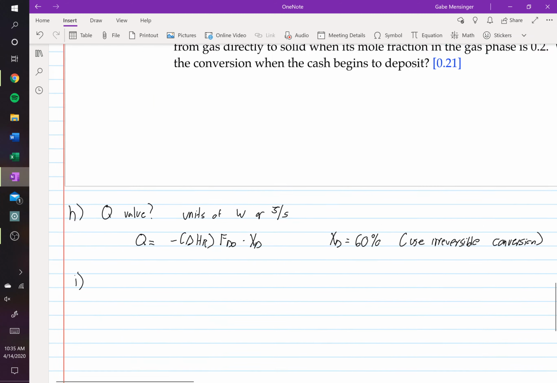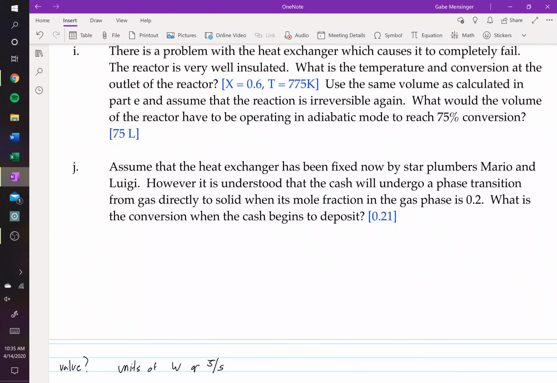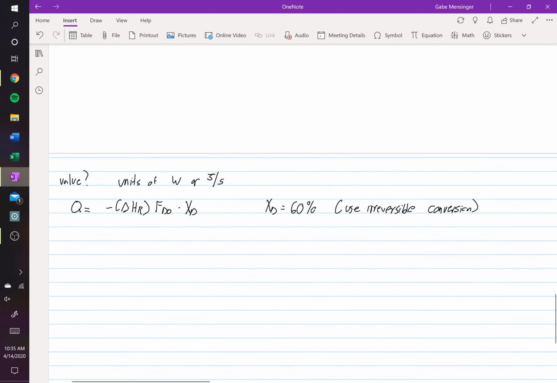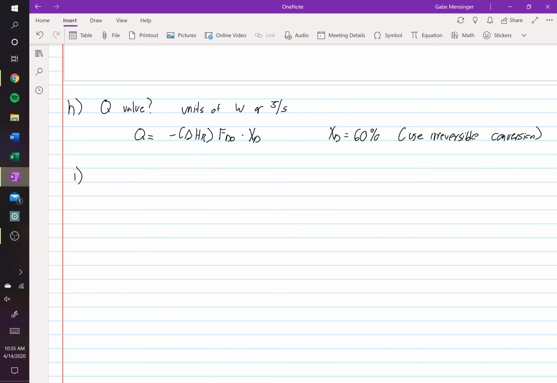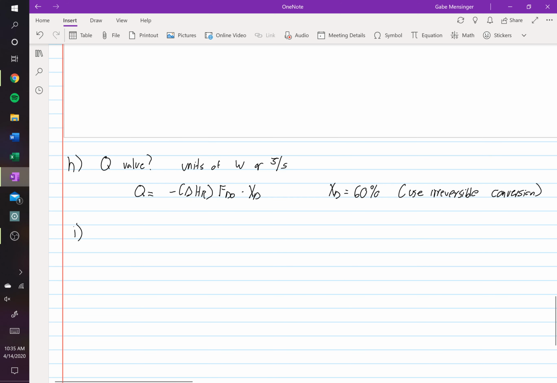Okay, so we are now no longer operating isothermally. But this sentence right here, the reactor is very well insulated, that is code word for adiabatic. No heat is leaving the system. So, now that we're operating non-isothermally, let's do the energy balance for this guy.